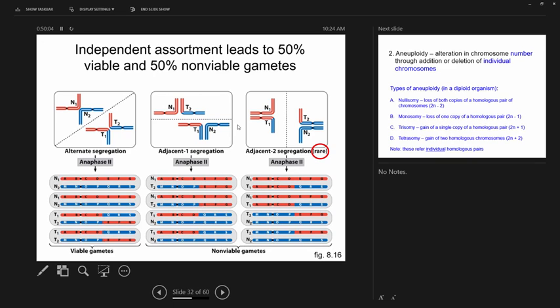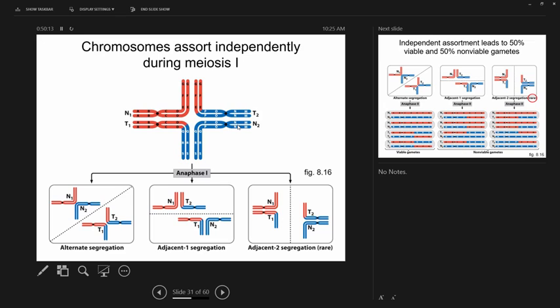All right, so this has adjacent 2 segregation circled and it says rare. Why is it rare? Let's go back to this one again. What happens in meiosis 1, anaphase? The homologous chromosomes separate. What happens if 2 homologous chromosomes do not separate but instead go to the same gamete? It's non-disjunction, right? So in adjacent 2 segregation, you're going to draw a vertical line here, and the 2 chromosomes on the left are going to go to one daughter cell, and the 2 on the right are going to go to a daughter cell.